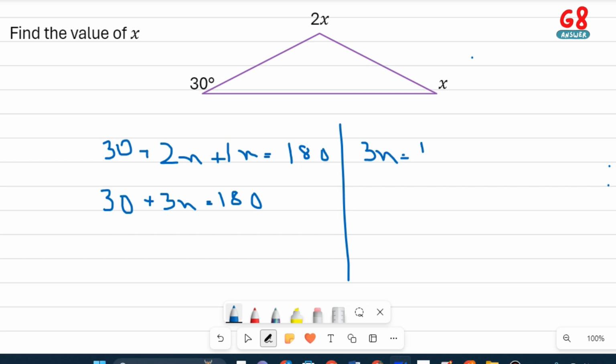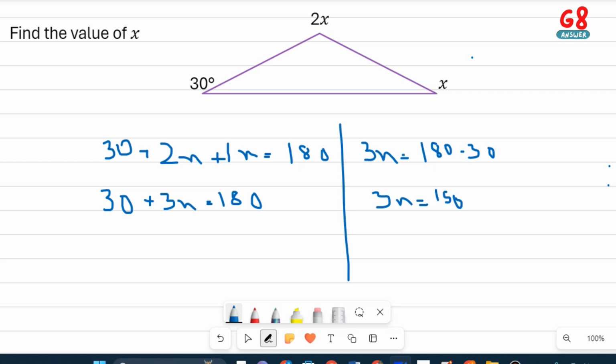So 3x equals 180 minus 30. Okay, 180 minus 30 will be equal to 150.